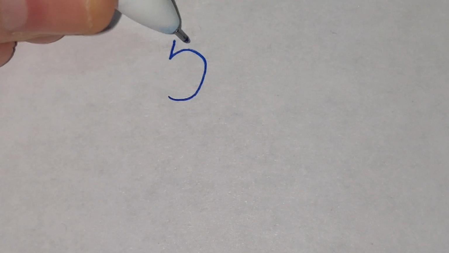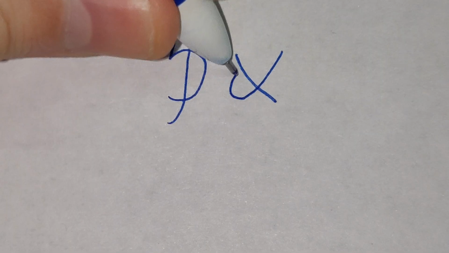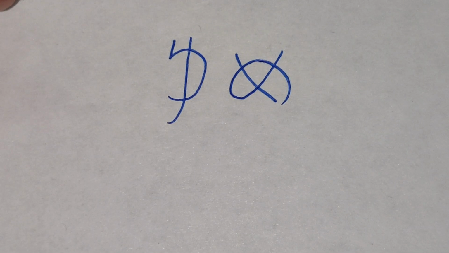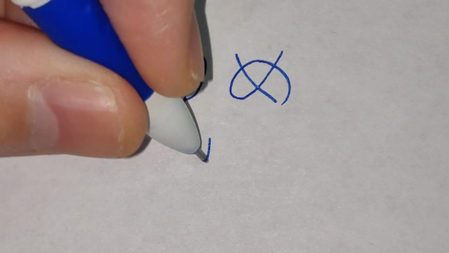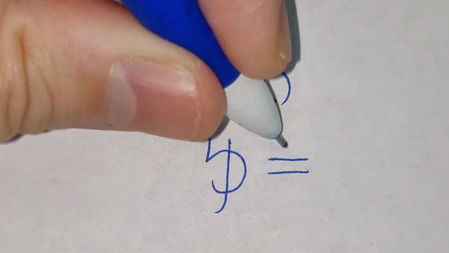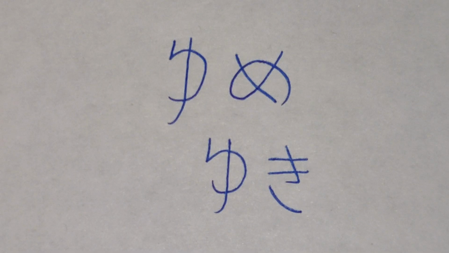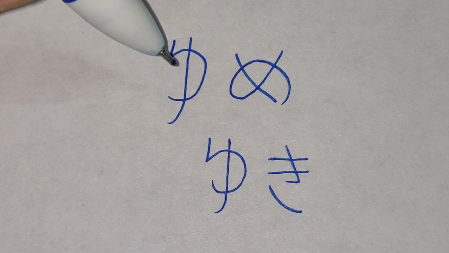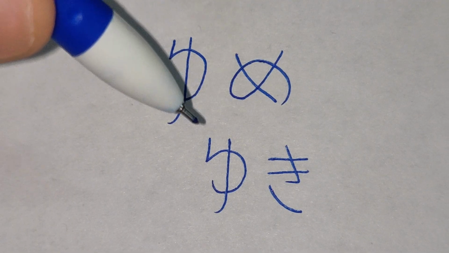Here are a few examples with yu. Yume means dream. Yuki means snow. Yume, yuki.